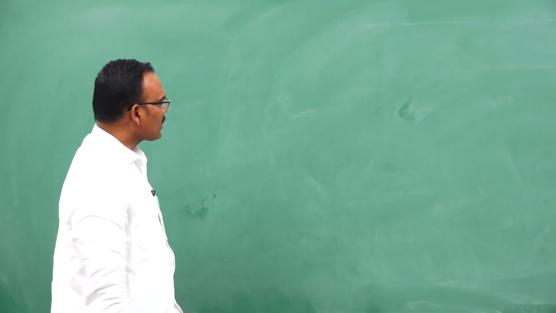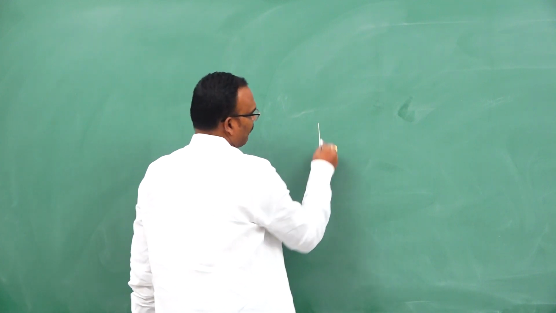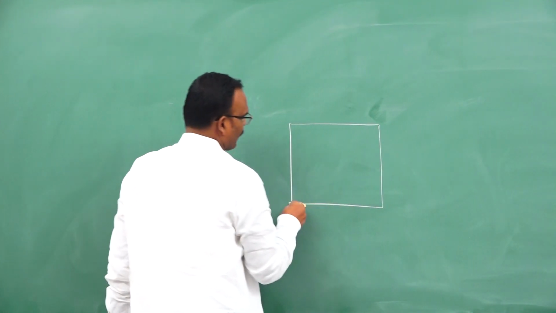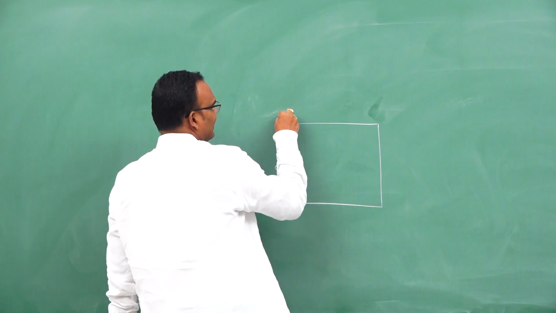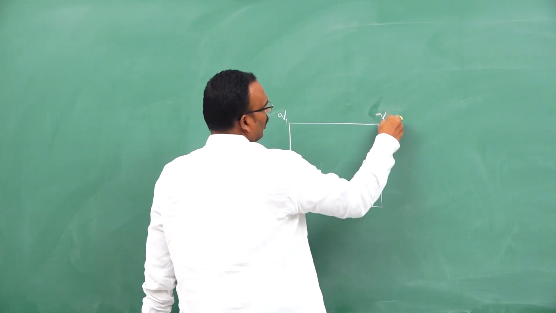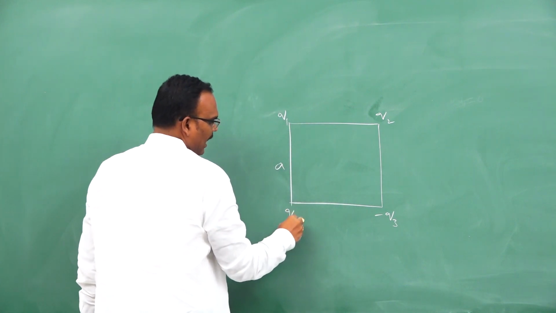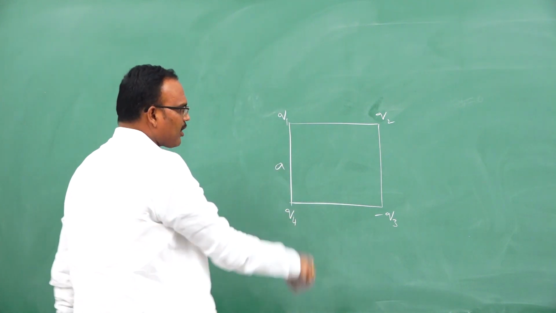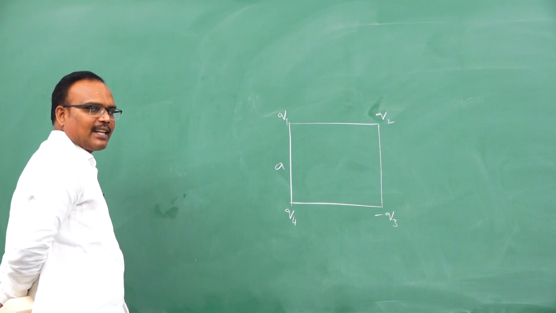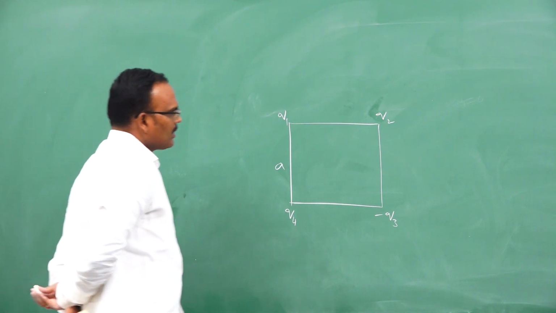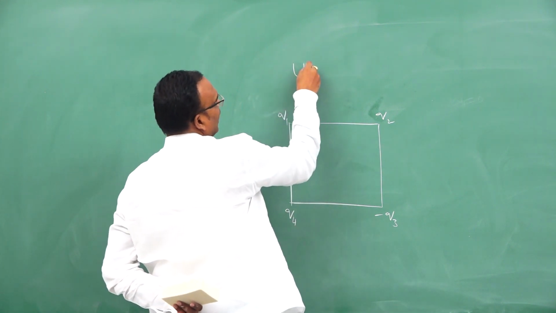In case of a 4 charge system, for example, I will take a square of side A. I will place here charges Q1, Q2. For example, I will take one negative, minus Q3, and Q4. Now I need to calculate the potential energy of this configuration system.